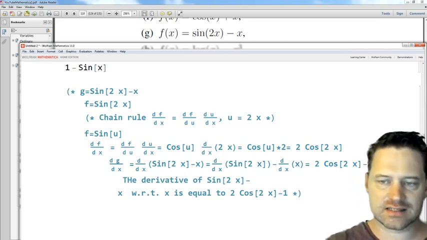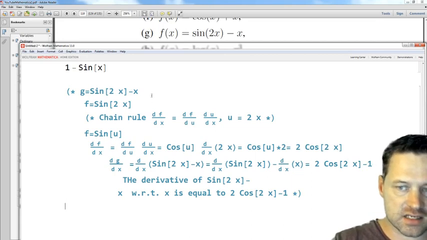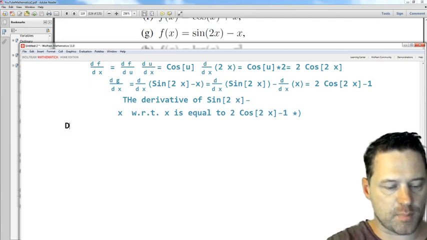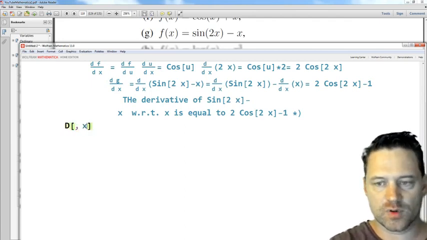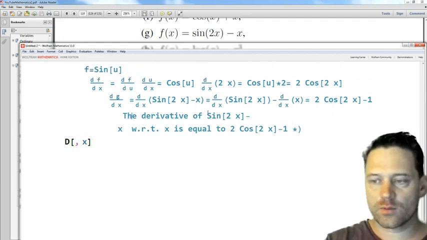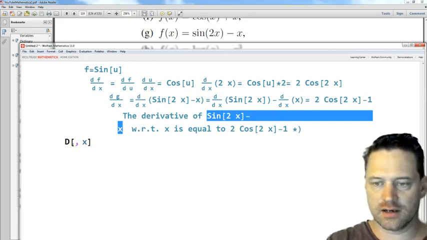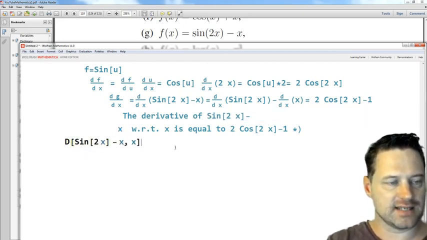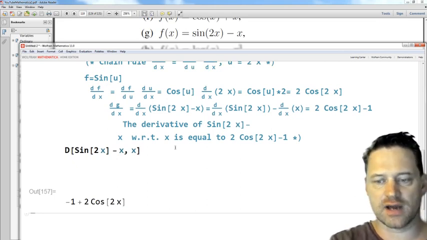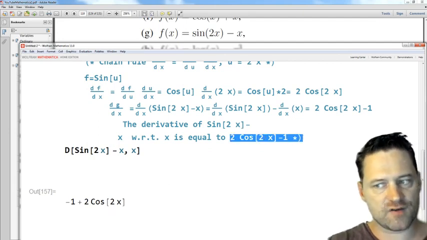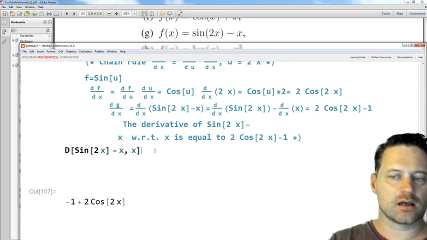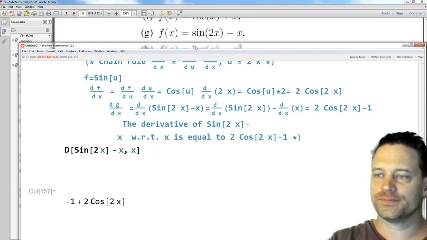Now let's repeat this calculation using Mathematica's built-in derivative function. That was the uppercase D, and then we put with respect to x. What were we differentiating? We were differentiating this function right here, sine of 2x minus x. Shift enter, let's try it out, and we get minus 1 plus 2 cos of 2x. That's exactly equal to what we found doing that by hand. So that's one of the most basic applications of the chain rule.